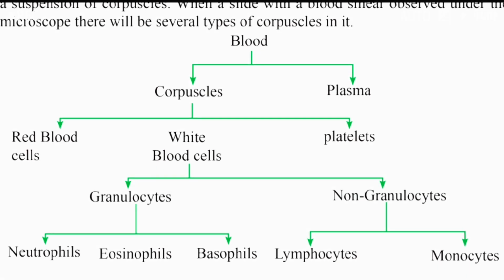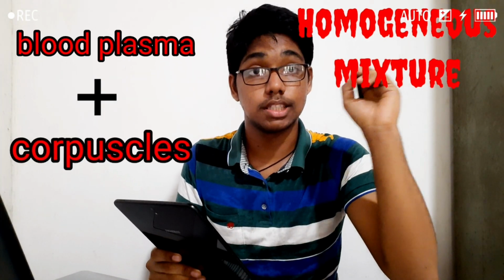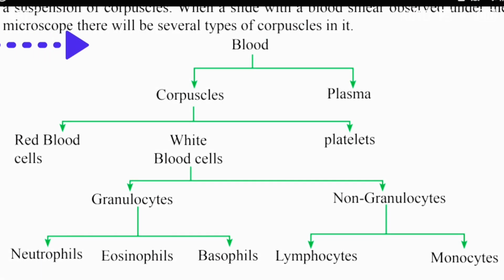Take a look. The blood consists of two main parts, blood plasma and corpuscles, which are 50% and 40% respectively. Also, this is a homogeneous mixture because it contains plasma and a suspension of corpuscles. According to microscopic observations, there are several types of corpuscles. Consider the classification given. Basically, there are three types of corpuscles: red blood cells, white blood cells, and platelets.